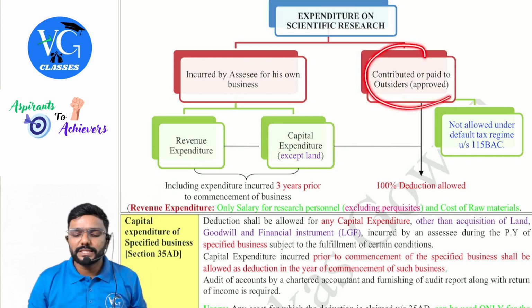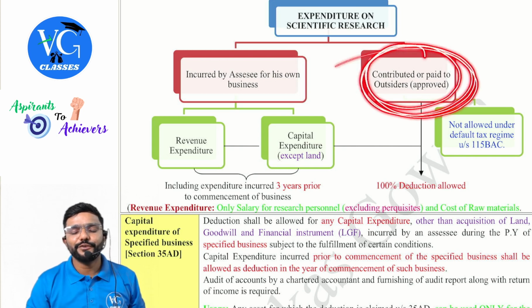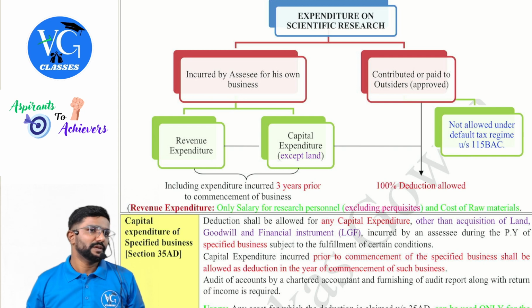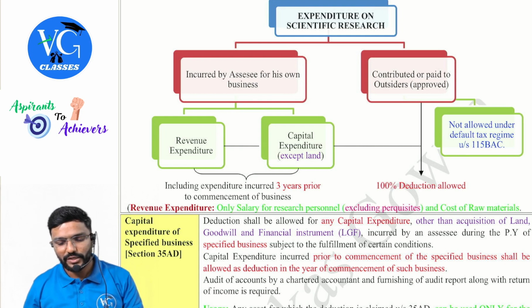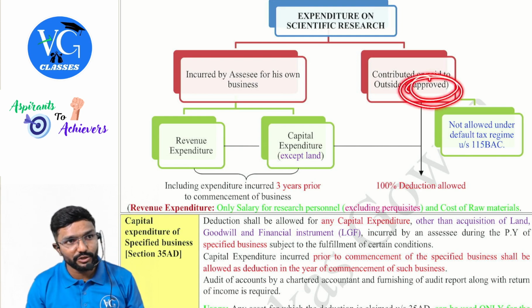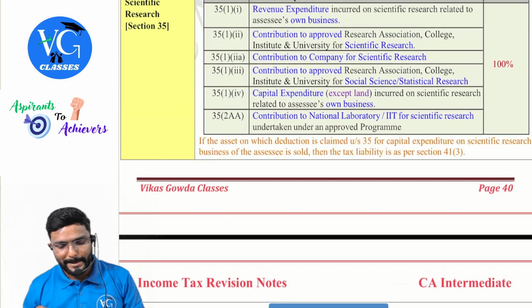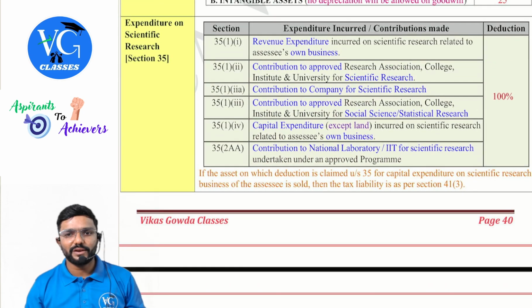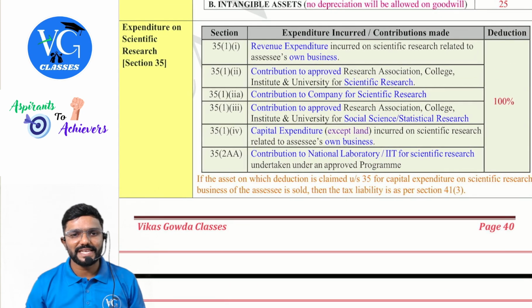But this is not allowed if you are following the default regime. If you are doing your own business, allowed. But contribution to others, not allowed. But one condition here is, guys, they should be approved. Important. Okay. So section wise, clause wise also I have given you what exactly is covered.